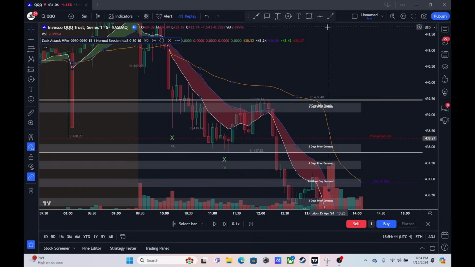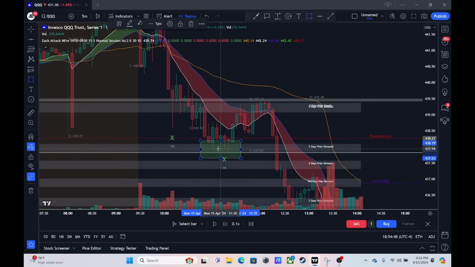This is a really good example. Look at this zone right here. Let's take a look at this demand zone. You can see how this is acting as support, a region of support as opposed to a line of support, and that's being respected. We bounce off that area.